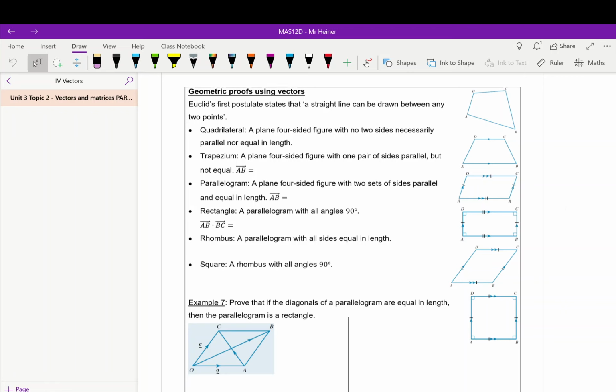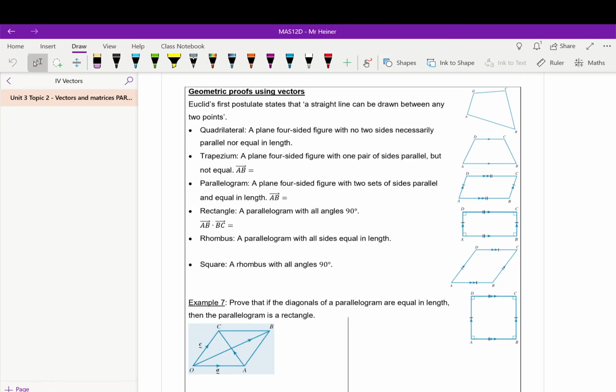So if we're looking at all of these different types of drawings using lines, each of them has a different property. So quadrilaterals are sort of your base level. You should all know this. A plane four-sided figure with no sides necessarily parallel or equal. Trapezium, we have one pair of sides parallel but not equal.